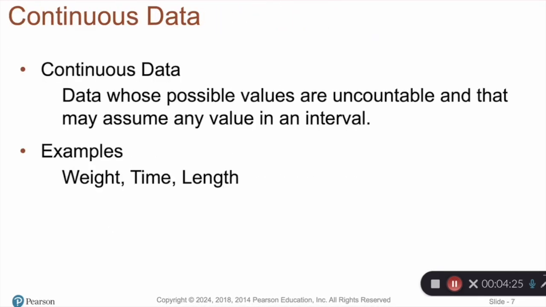Continuous data is the data whose possible values are uncountable and that may assume any value in an interval. Examples: weight, time, length. So the weight, for example, if I tell you the weight of a person is 150 pounds, what is the number that is just after 150? Can you say it's 151? If you assume that the next number is 151, how many numbers do we have between 150 and 151? We have infinitely many numbers. We have 150.5, 150.3, 150.2, 150.25, 150.253, and so on. So there are so many uncountable numbers between the two consecutive numbers actually.